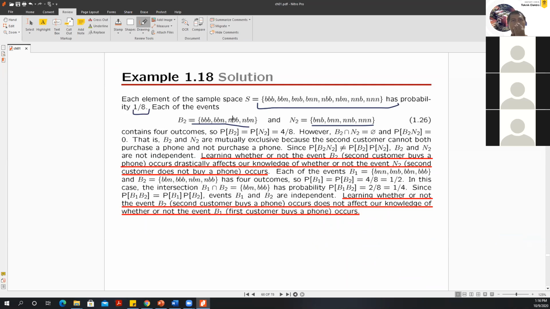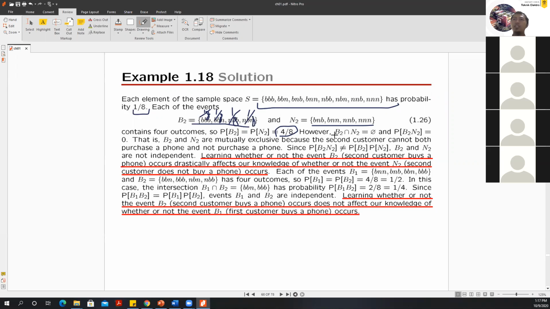Okay, moving forward, we can easily identify that the probability of B2 is equal to the probability of N2. That's because each member is 1/8, and there are 4 of them. So the total is 1/8 times 4, which equals 4/8.